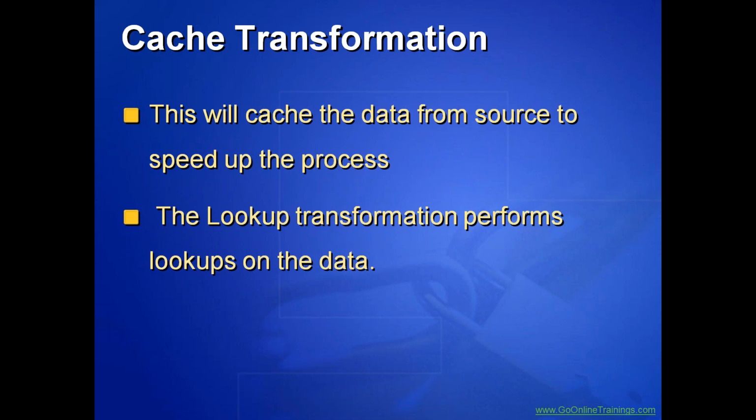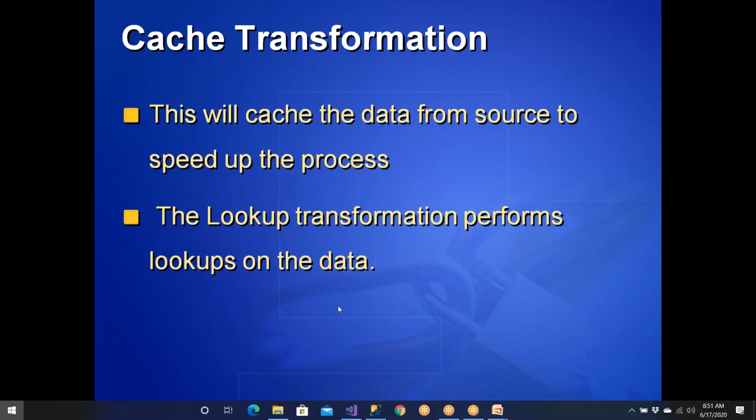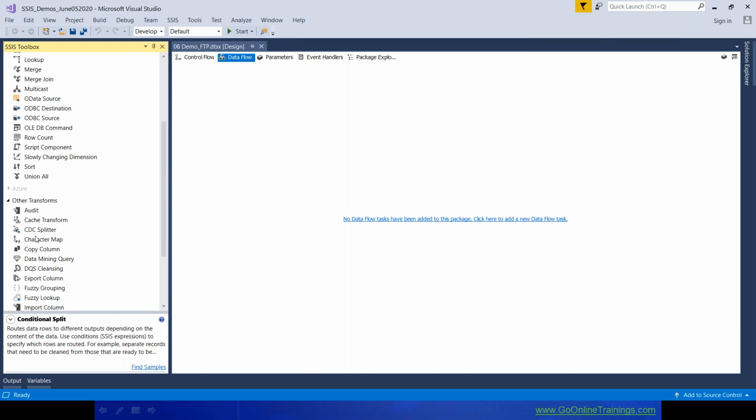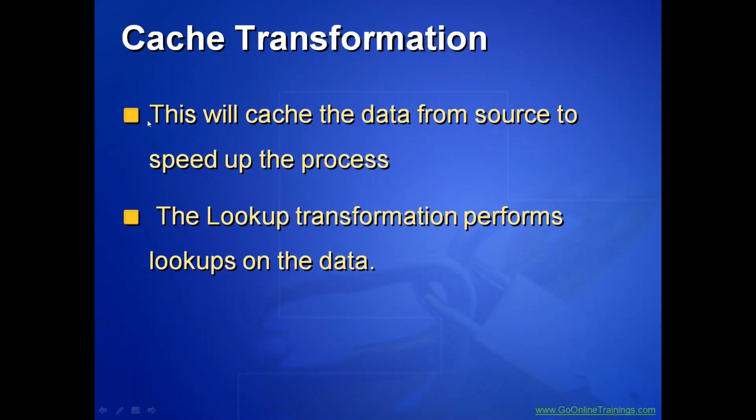The next one is called the cache transformation. When you go here, the next one is the cache transformation. Where is that? I think it is from the other transformations I have taken. Now, this will cache the data from the source to speed up the process. The lookup transformation performs the lookups on the cached data.